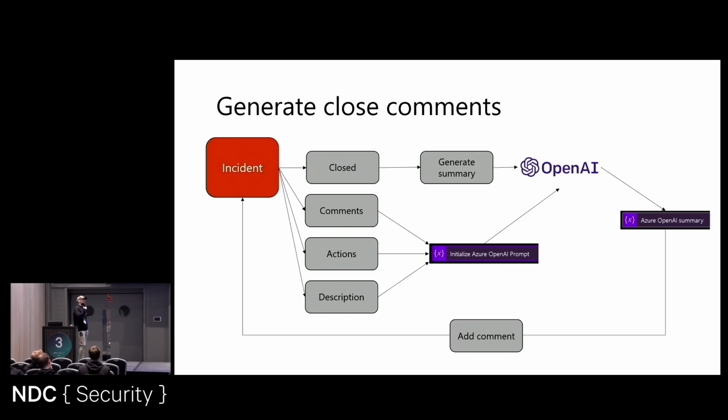One of the most time-inefficient things is generating close comments, because you're basically just taking everything you've written and trying to generate a neat summary. This is something humans are decent at, but OpenAI is very good at. So this is a perfect use case for AI in a security monitoring flow.